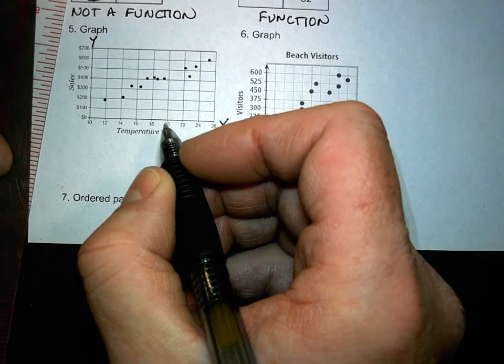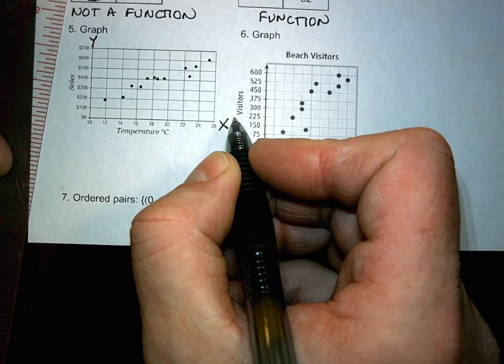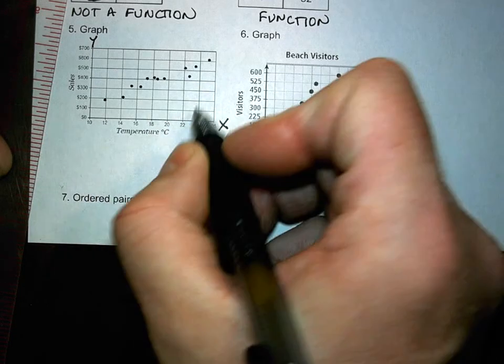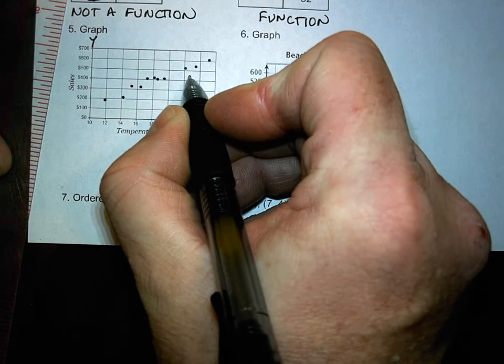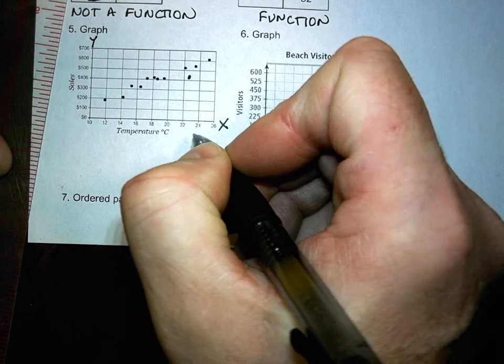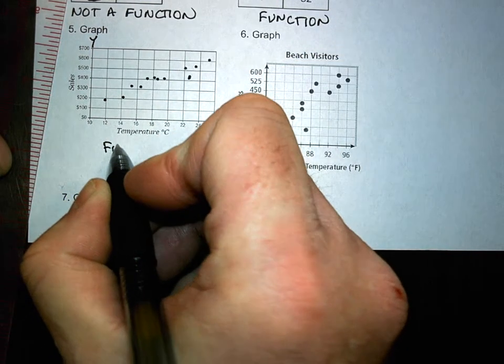Are there any two inputs that are the same? No. Then it's a function, right? Because each time you put in the number, 22.5, you get somewhere above $400 every time. We don't have another one on that line. So this is a function.